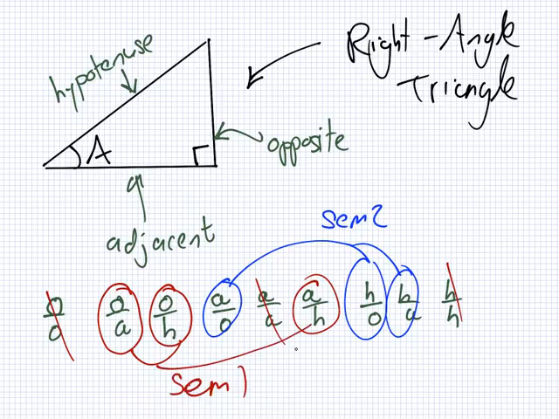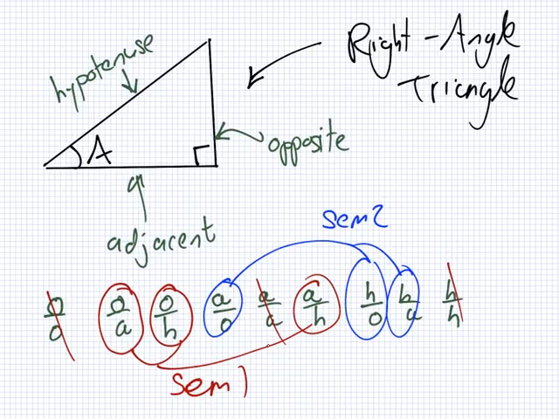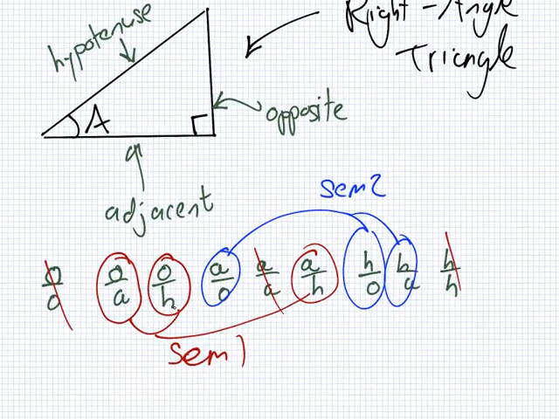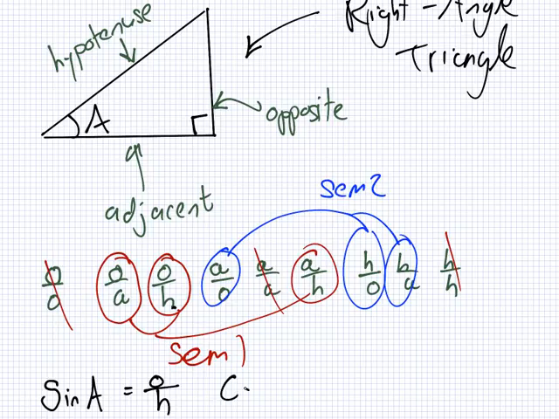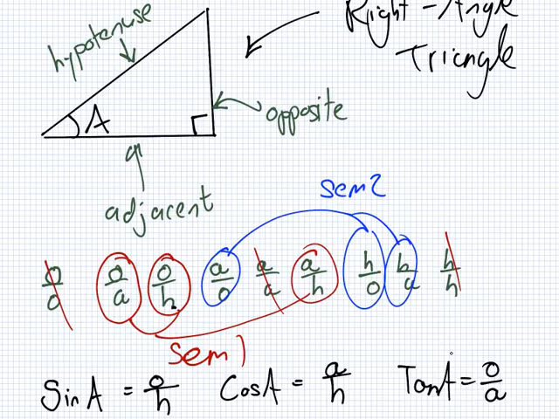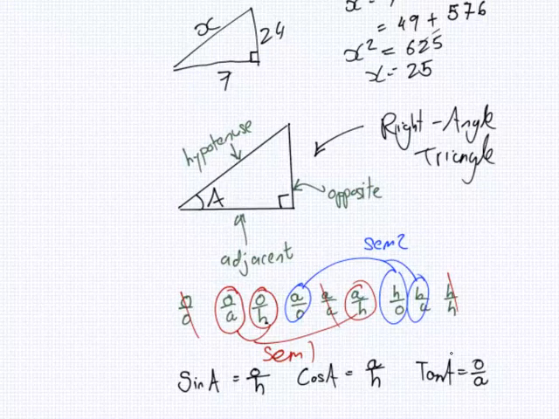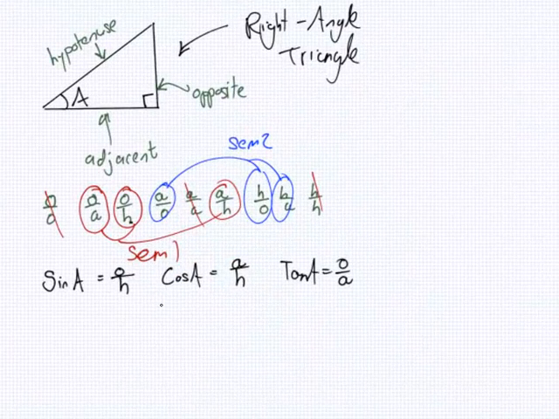So these three ratios, they all have names. The first one is called the sine of A, and that is the opposite side divided by the hypotenuse. The next one is the cos of A, and that's the adjacent side over hypotenuse. And lastly is the tan of A, which is the opposite side over the adjacent side. These three will be important for us, so if you can just note this.